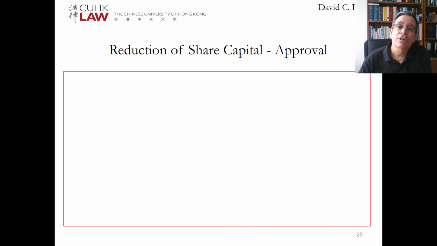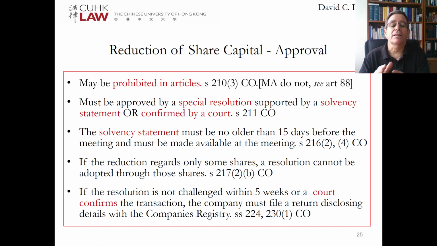So the approvals that are required are relatively extensive. First of all, we can prohibit a reduction of share capital in the articles, and the model articles do not. We must approve this by special resolution, a slightly higher standard, supported by a solvency statement made by the directors. We discussed that earlier.